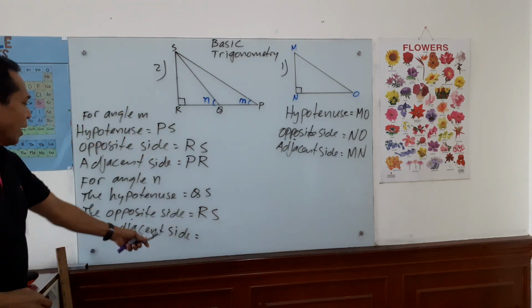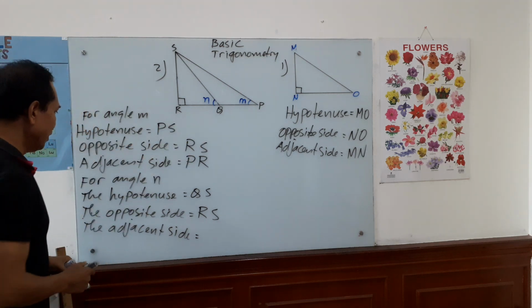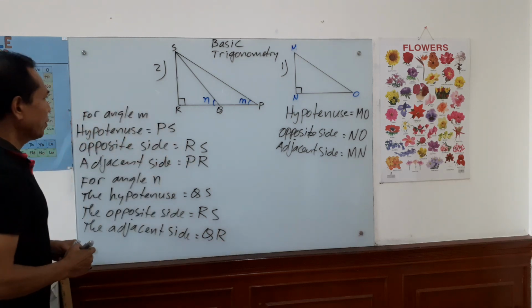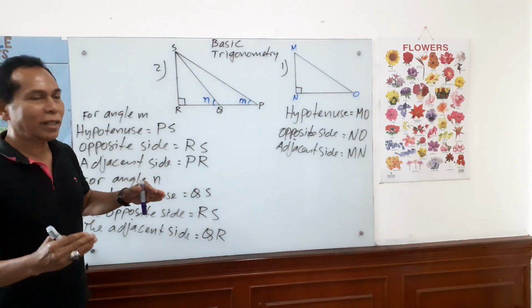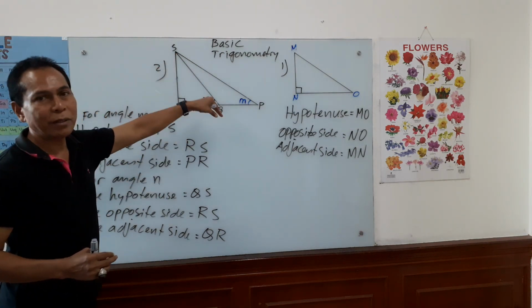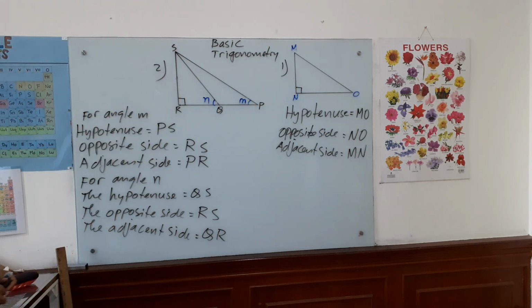And the adjacent side, we have QR. QR is the adjacent side. It stands side by side with this opposite side and then the hypotenuse, okay? Stand side by side.